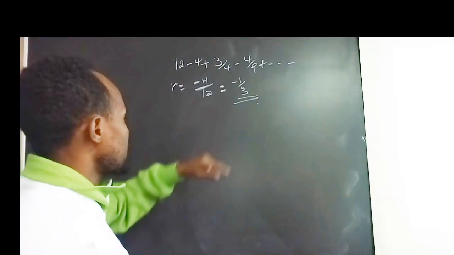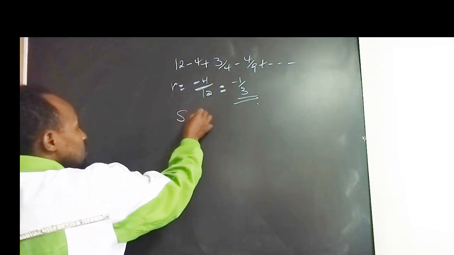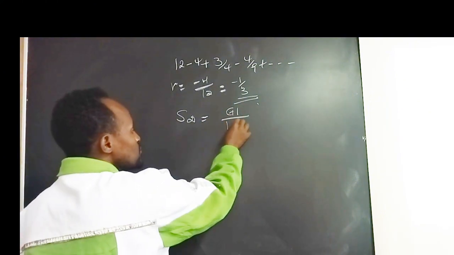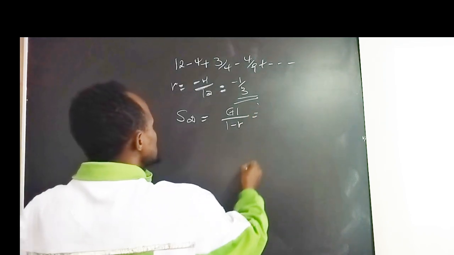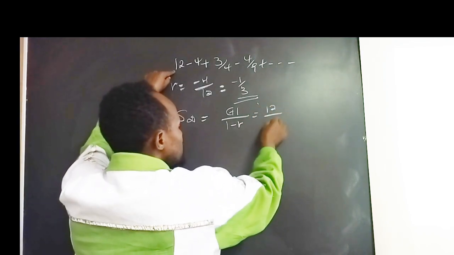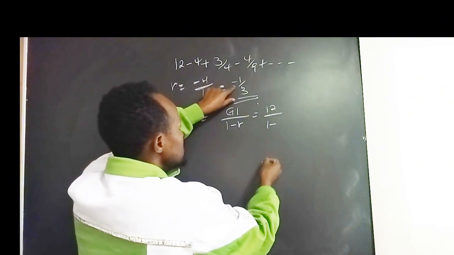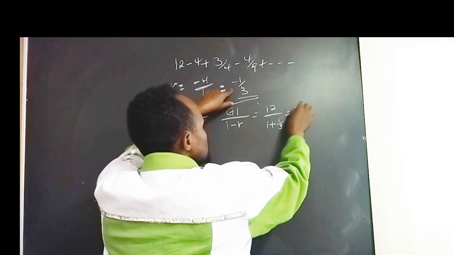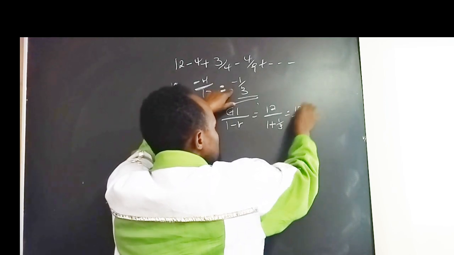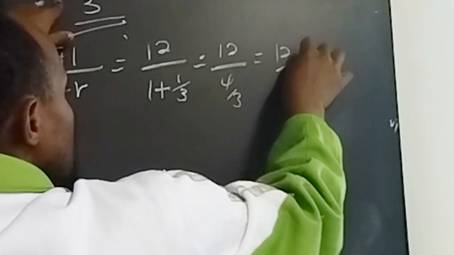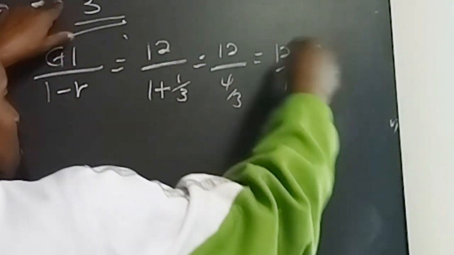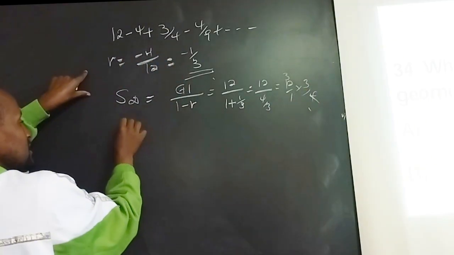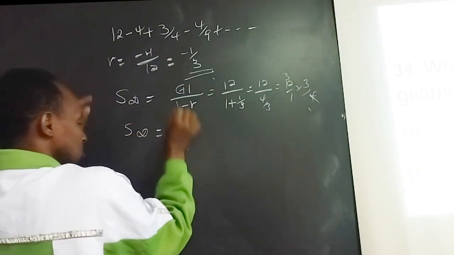Okay, this one is the ratio. Then the sum of an infinite series is equal to G1, the first term, over 1 minus r, which is equal to, the first term is 12. 12 over 1 minus the ratio, which is minus 1 over 3, so minus minus becomes plus 1 over 3, equal to 12 over 4 over 3. Then this is 12 over 1 times 3 over 4, the reciprocal. Then 4 divides 12 three times, 3 times 3, so the sum of the infinite series is equal to 9.